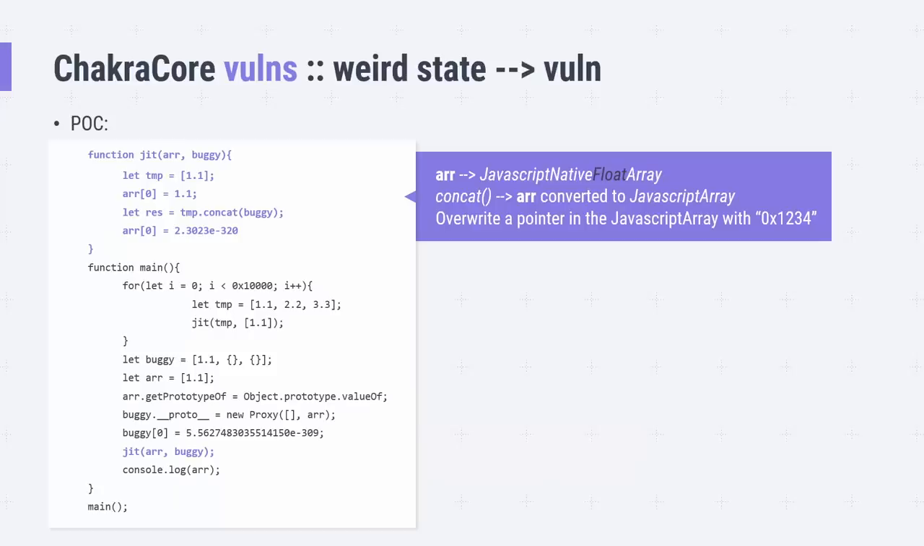And therefore, what happens is arr is converted to a JavaScript array whenever the prototype chain loop takes place. Afterwards, in the last line of the JIT function, we basically write some value into the array, and therefore write a float into some array that was converted to JavaScript, a float JavaScript array. So arr is the same array that is in the prototype chain, and therefore we still overwrite some pointers with a float, which in our case is 1.2.3.4.